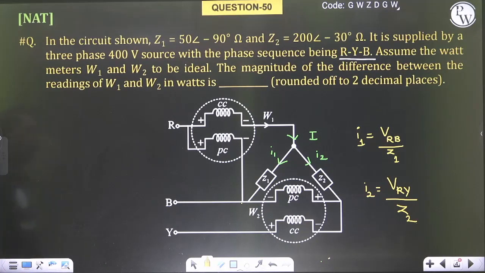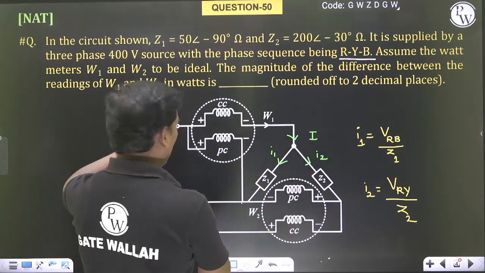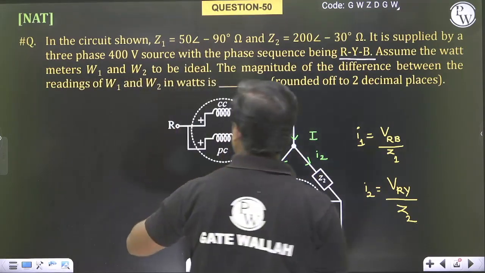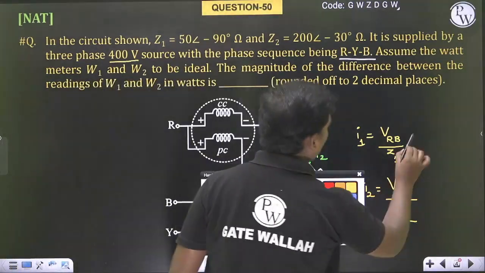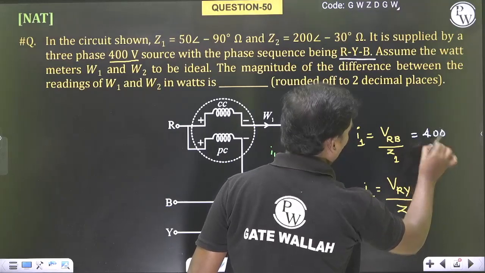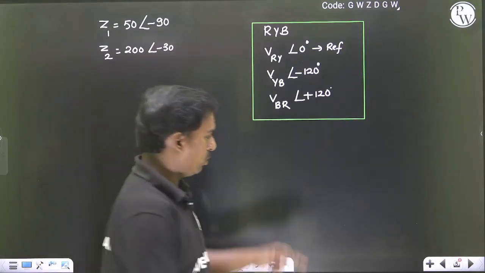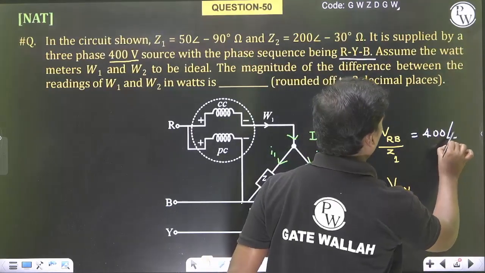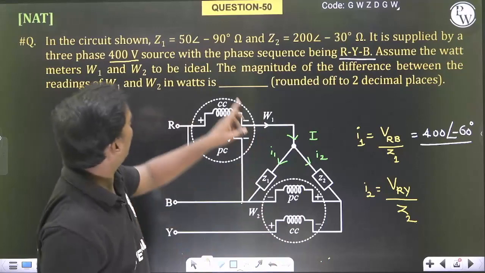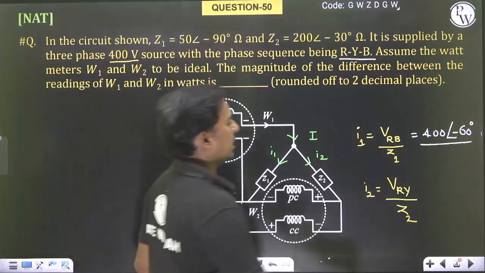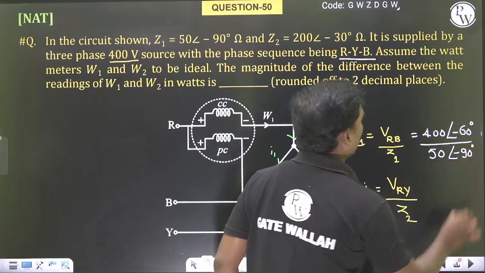So VRB is what? This is the VRB. How much is VRB? The line to line voltage is given as 400 volts, so I can write this as 400. VRB will be at angle minus 60 (VBR plus 120 minus 180). And what is Z1? Z1 is 50 at minus 90, so the ratio is 8 at 30.